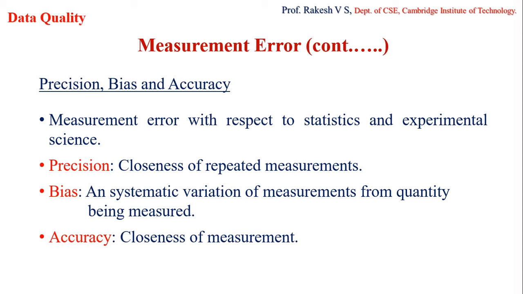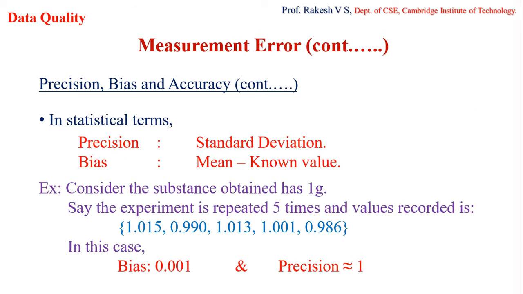When I consider it in terms of statistics, precision is equal to the standard deviation. And bias is nothing but the difference between the mean of the set of values being measured and the known value. So you calculate the mean value, and you already know a value. The difference between those two is your bias. That is why it is called a systematic variation.